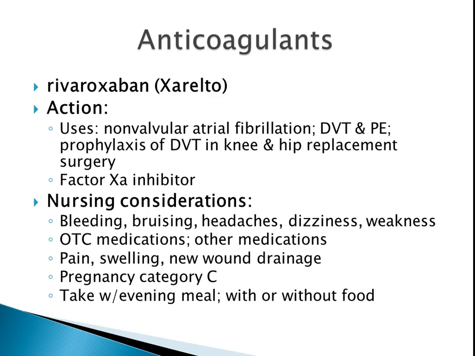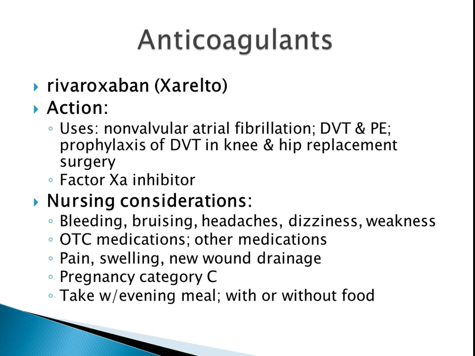Now, another one that is on the market that we hear a lot about is rivaroxaban. Rivaroxaban is Xarelto. Y'all heard those commercials? Yeah. We use this one for non-valvular atrial fibrillation. Also for deep vein thrombosis and pulmonary emboli, or preventing the deep vein thrombosis with knee or hip replacement surgery. Now, this one works by inhibiting factor Xa in the clotting cycle.